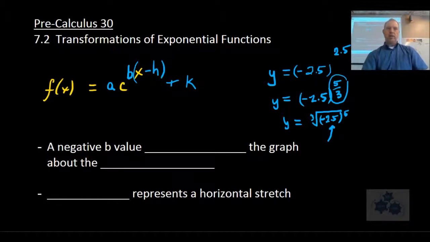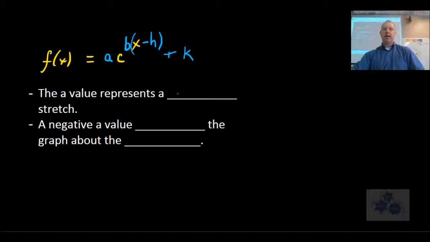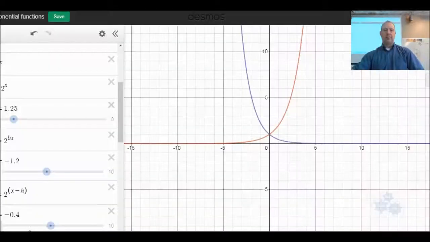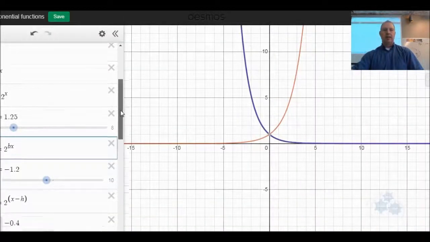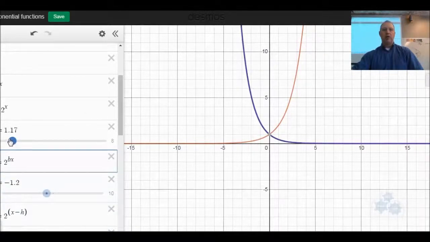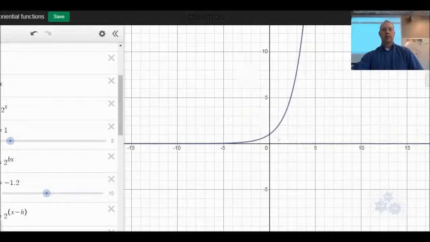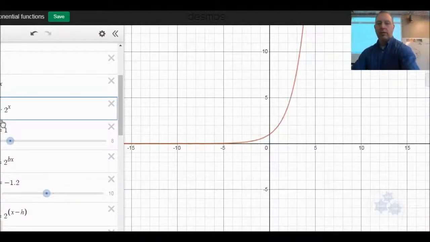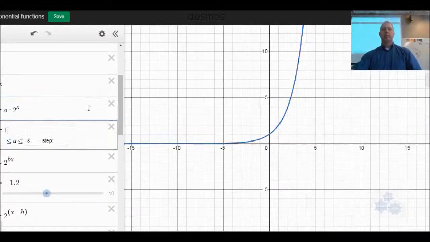Okay. What about a? The a value represents a what kind of stretch there? Vertical? Yeah, vertical stretch. Okay. So the a value represents a vertical stretch. So let's go back over to Desmos here, and let's take a look at where's a? Okay. So if a is just 1, let's get rid of this. So if a is just 1, it's just 1 times 2 to the power of x. So I'm actually going to put that in there so you can see that a bit better.